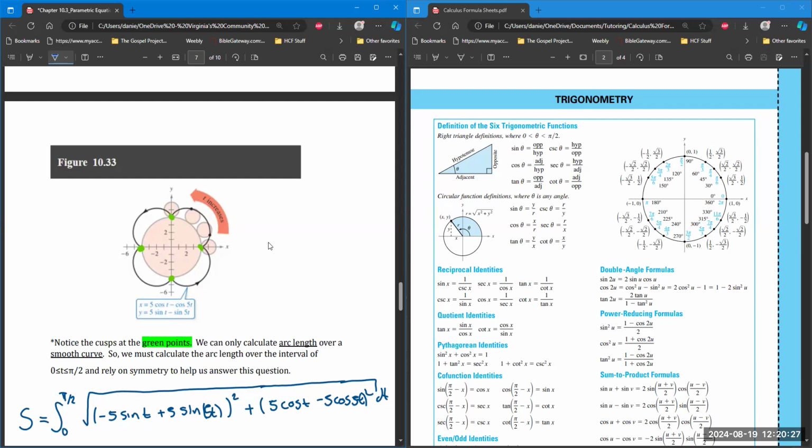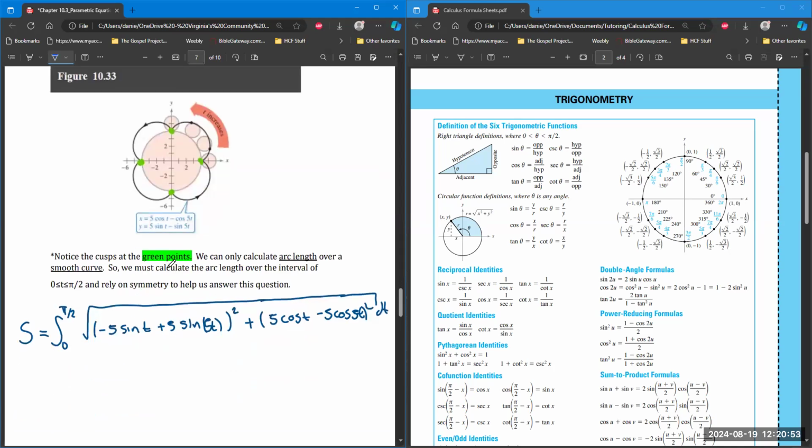I can't call it a smooth curve anymore, so I'm going to have to take one of these petals. It looks like a four-leaf clover. I'll take one of these leaves of the flower, which is piecewise smooth, and then I can take 4 times that answer to get what I want. So I'm going to put a 4 out here to indicate that I want 4 times the distance from 0 to pi over 2.